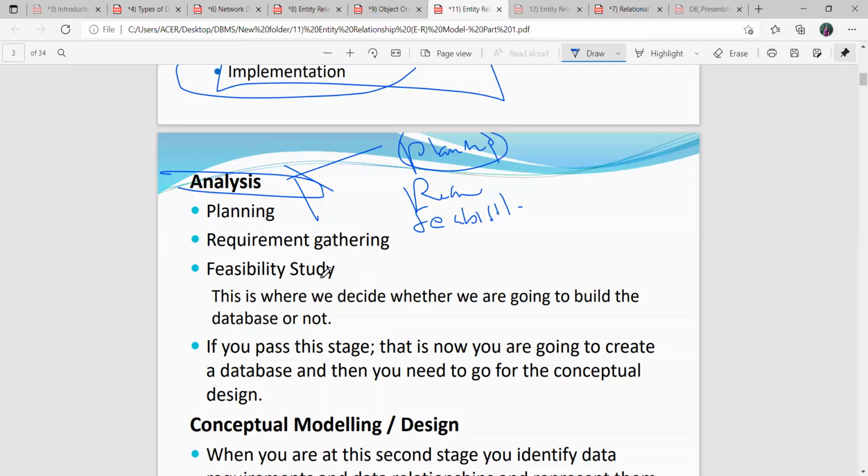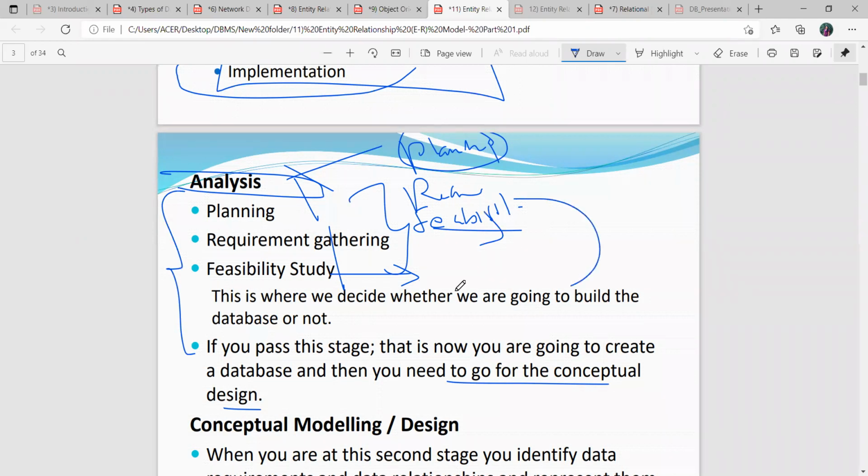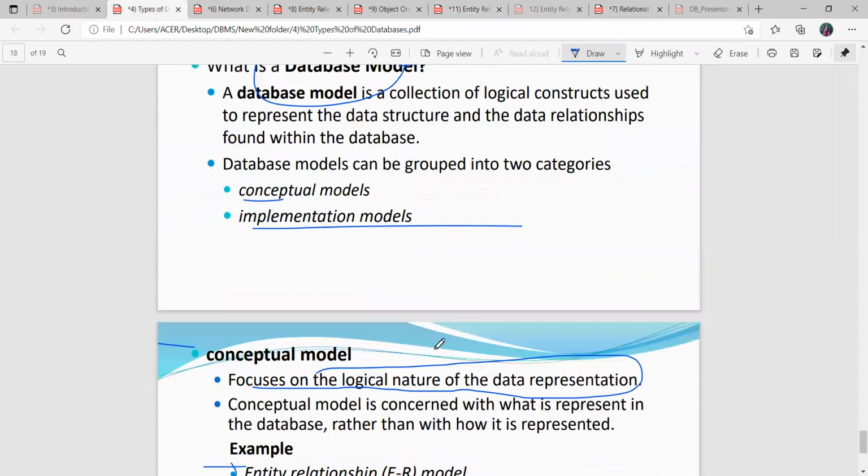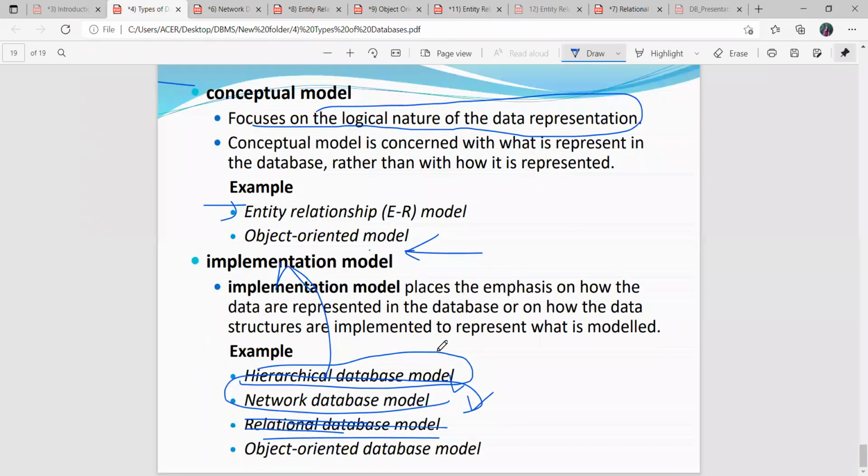If you pass this analysis step, that means you are going to create a database, and then you need to go for the conceptual design. So all the required data are already collected, and you decided whether you are going to create the database or not. If you pass this step, then you need to go for the conceptual designing. So you can see in this case, conceptual modeling.